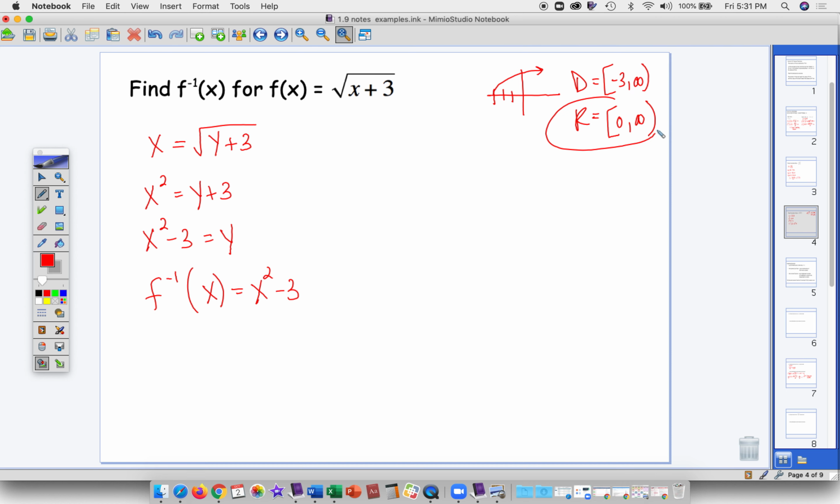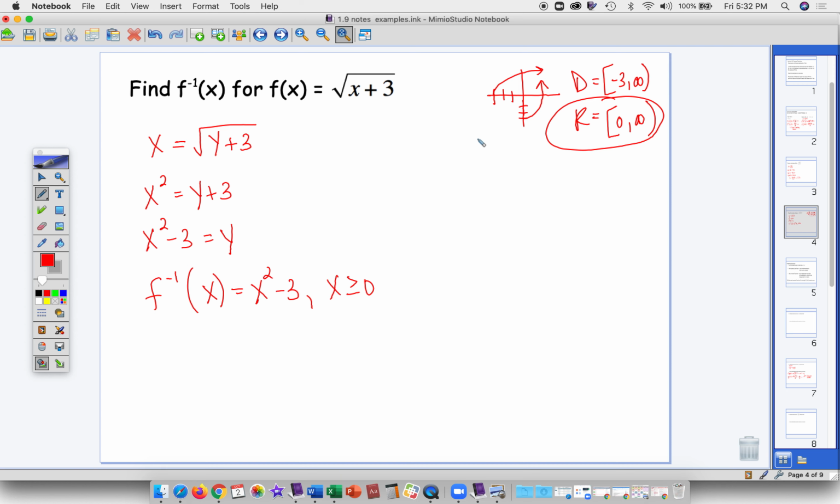Remember, that range becomes the domain of the inverse. So this function needs to be followed by a restriction where I say x has to be greater than or equal to 0. So now, instead of having the full parabola, I'm restricting the parabola to just the right-hand side, so it would only be this part. And then you can see we have that symmetry over the line y equals x, which is what all of your inverses should have.